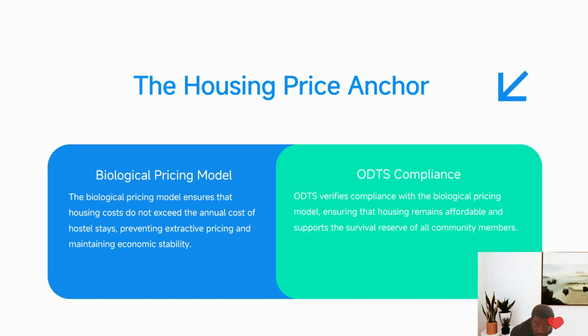Can the community sustain itself? Can everybody work together before we get to the price and working with external sector models? To solve our problems, the biological price shows the housing cost not exceeding the annual cost, and shows the housing is affordable and that it preserves all community members. So basically, the biological price is like the park.